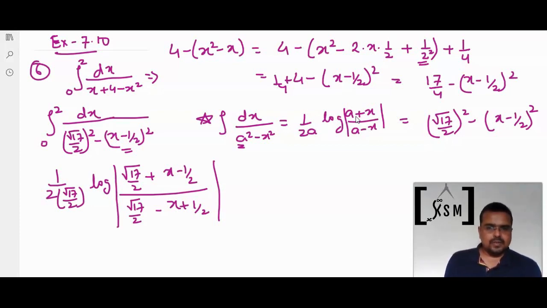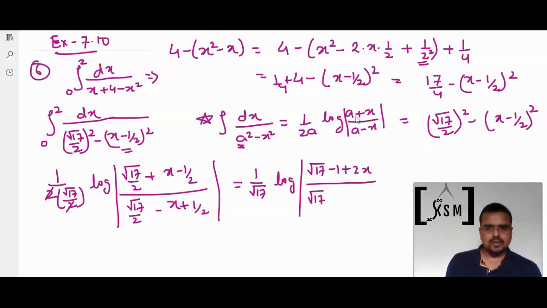Okay, simplifying further, this 2 and this 2 get cancelled. So we get 1 over root 17, and it is log of square root of 17 minus 1 plus 2x over square root 17 plus 1 minus 2x, right guys? And then we'll apply the limits. Let's see that.